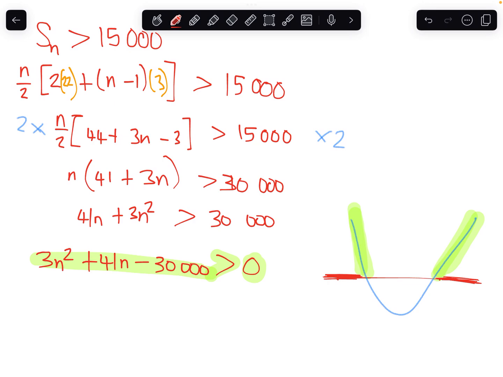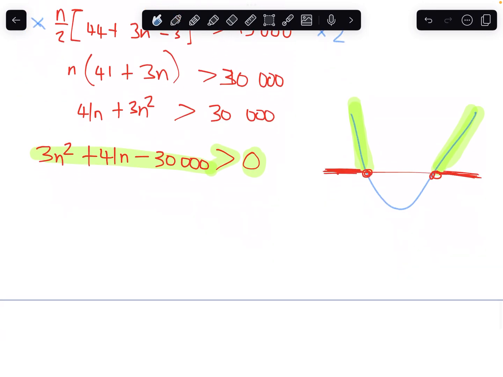Okay, and in order to do that, we're going to need to find the x-intercepts. In order to do that, we're going to use our quadratic formula. Okay, wow, things are getting intense. So 3n squared plus 41n minus 30,000 equals 0 when n is equal to, so I'm just going to first write out the formula and then I will replace the values.